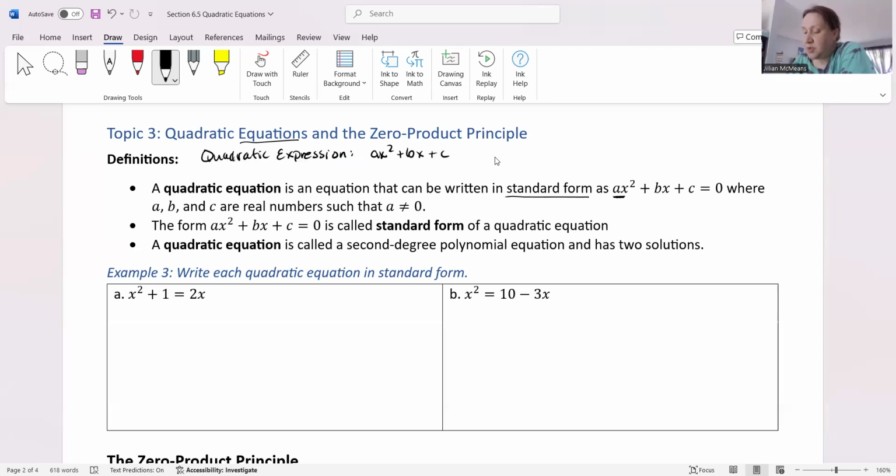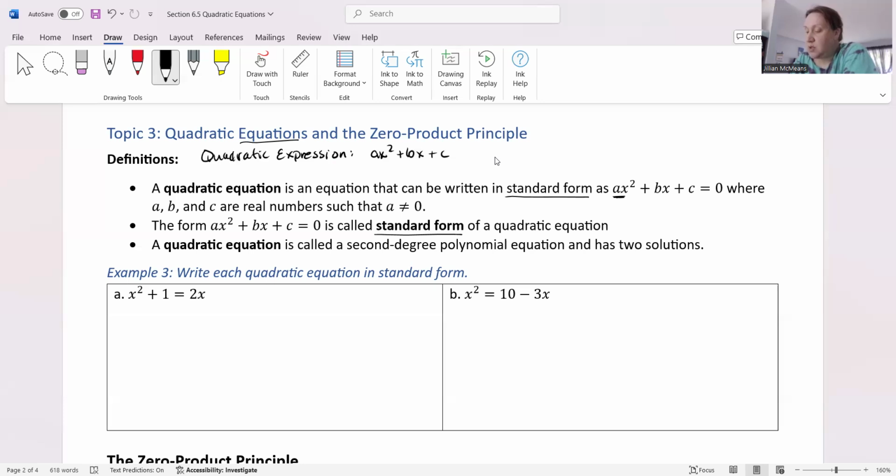Now, the form ax squared plus bx plus c equals 0 is called standard form, okay? And that is going to be a common theme. When we go to solve these equations, we need to start by putting them in standard form, okay? So the equation may not come to you naturally in standard form. Your job is to put it in standard form and then perform whatever method or whatever process is required to solve that equation, okay? So again, we mentioned this with the polynomials in a previous video.